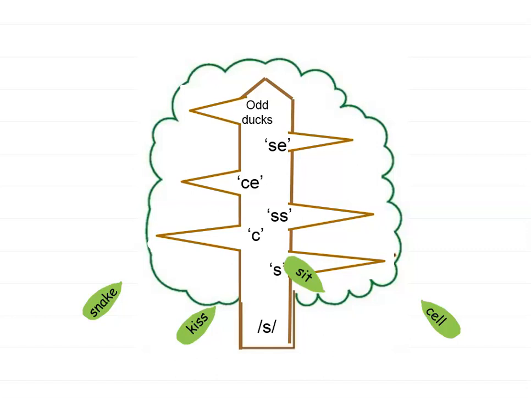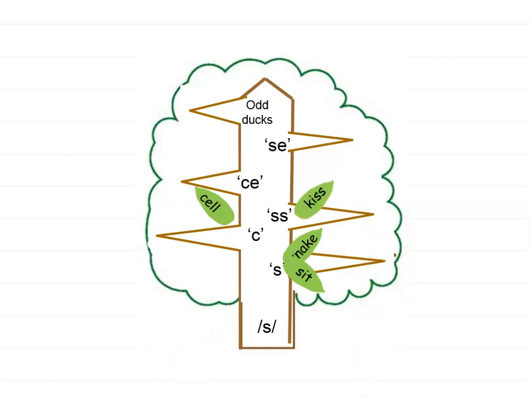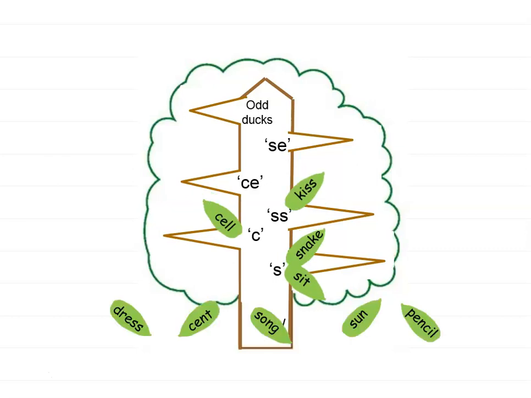That's right. Sit has a S represented by an S. Snake also has S represented by S. What about sail? C, very good. And lastly, kiss. SS, very good. Remember, the length of our branches tell us how common and not so common each spelling is. Your turn, try these.